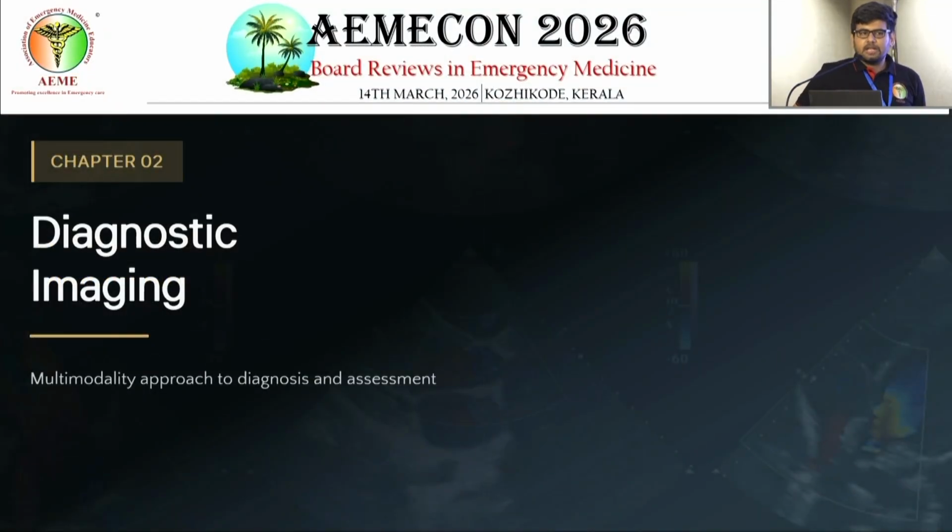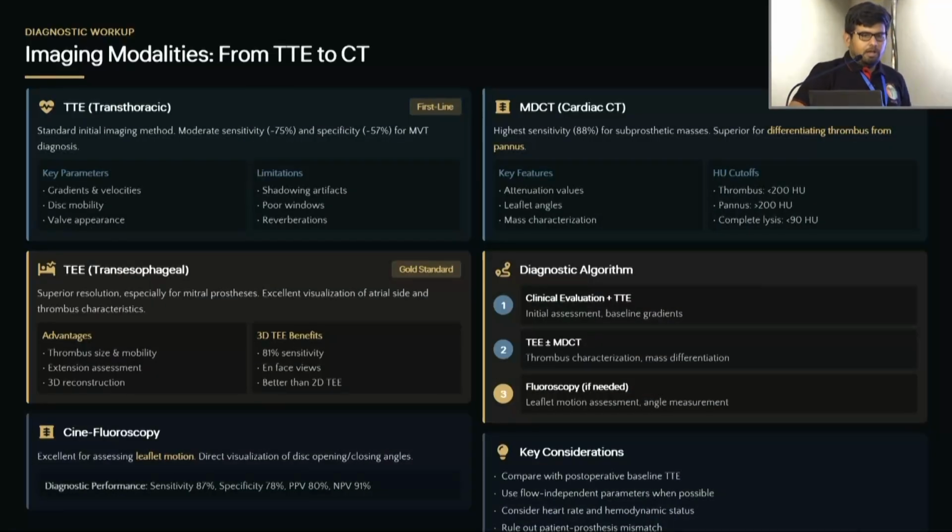So what are the diagnostic imaging modalities available? Based on all the journals and meta-analyses, the first best mode is transthoracic echo. There are some disadvantages. Transthoracic echo cannot give a better look at the mitral valve or the atrial side of the mitral valve, for which transesophageal echo with a 3D real-time reconstruction is preferred.